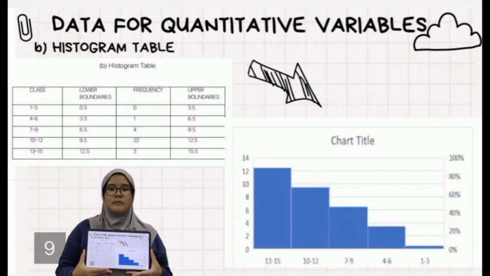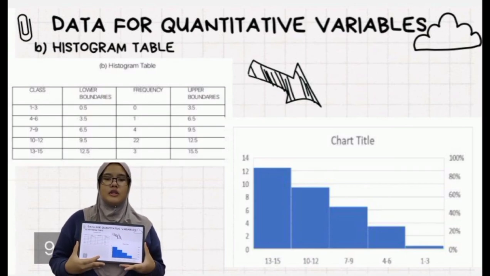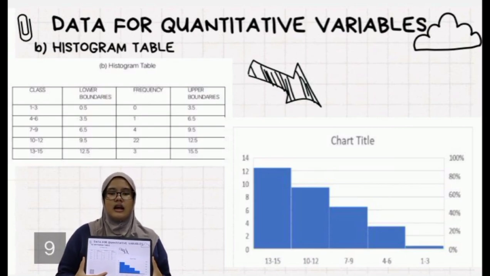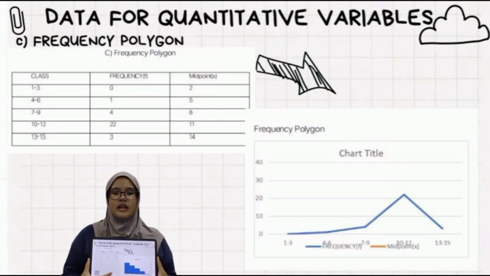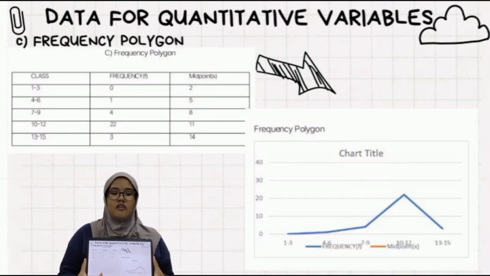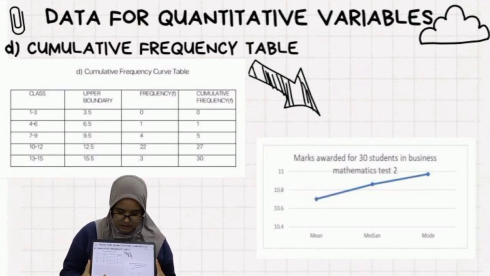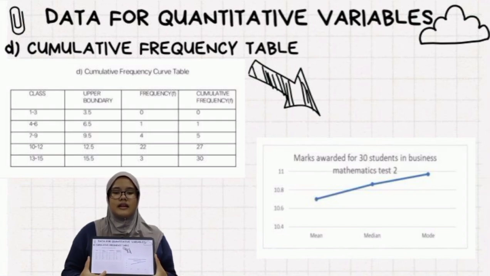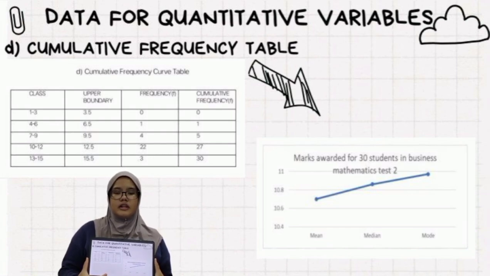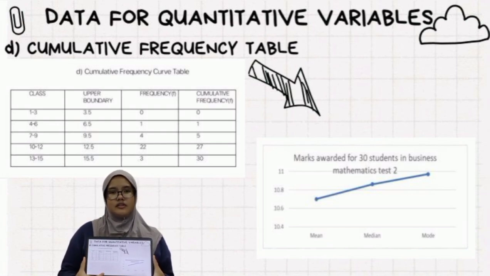First graph, to represent our quantitative data, we use histogram. It consists of class, lower boundary, frequency and upper boundary. The second graph is frequency polygon. It consists of class, frequency and midpoint. And the last one, cumulative frequency curve, which is ogive. It consists of class, upper boundary, frequency and cumulative frequency.